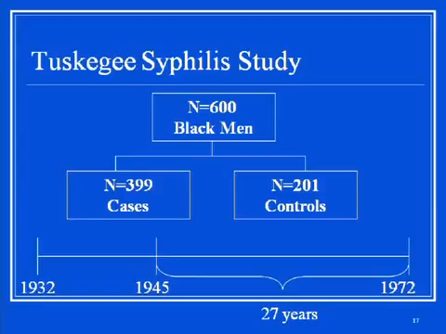So I mentioned it began in 1932. What happened in 1945? Someone. Penicillin. Who said that? So basically, effective treatment for syphilis, penicillin, was developed in 1945, and you can see that the study still went on for 27 more years. So how could this happen?